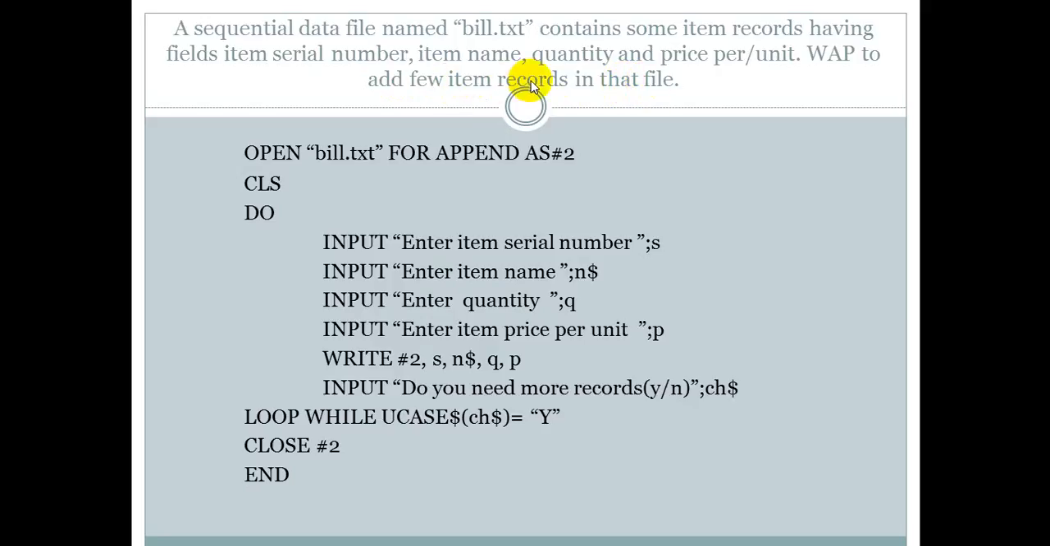We don't know how many records we have to store. That's why we should use a do loop while. If this question said to add 10 records, then we could use a for next loop. In this case there are a few item records, so we should use do loop while. First of all, open bill.txt in append mode, and the program is similar to that of output mode. The program is the same. Just take input and write in file 2, and ask do you want to continue? If yes, then the loop will continue, otherwise the loop will terminate.